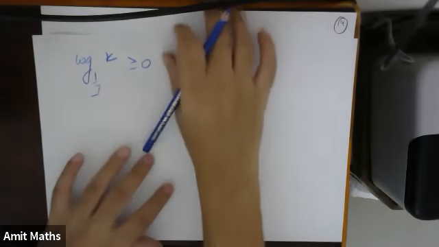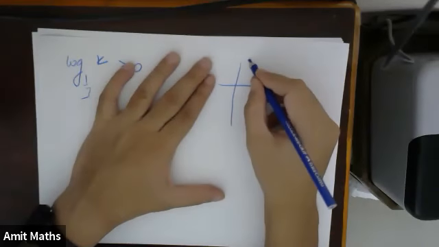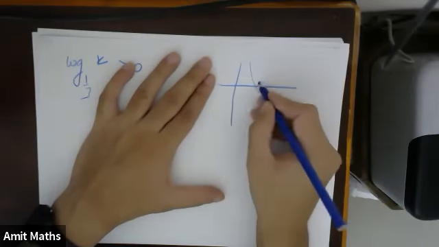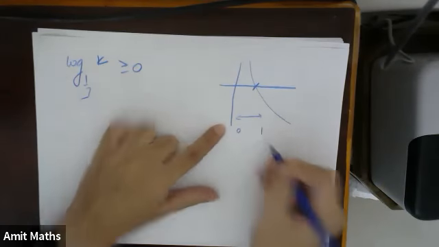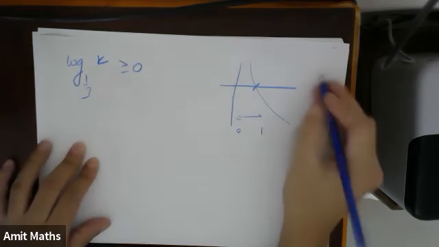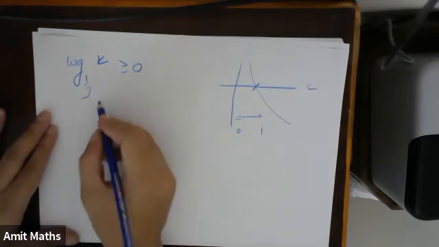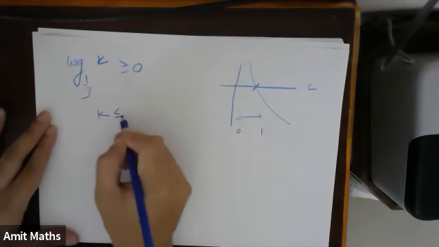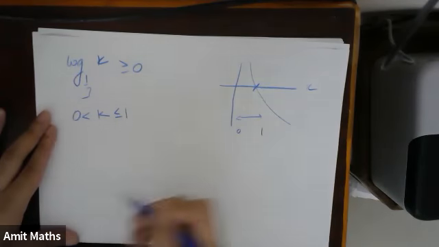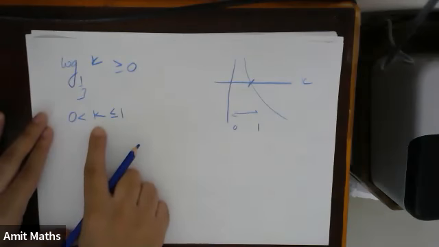If I try to plot this curve on the graph, it will be something like this. Now, from 0 to 1 of k, this graph will be positive. So the first thing we got is that k should be less than or equal to 1 and greater than 0. So k we have already got.